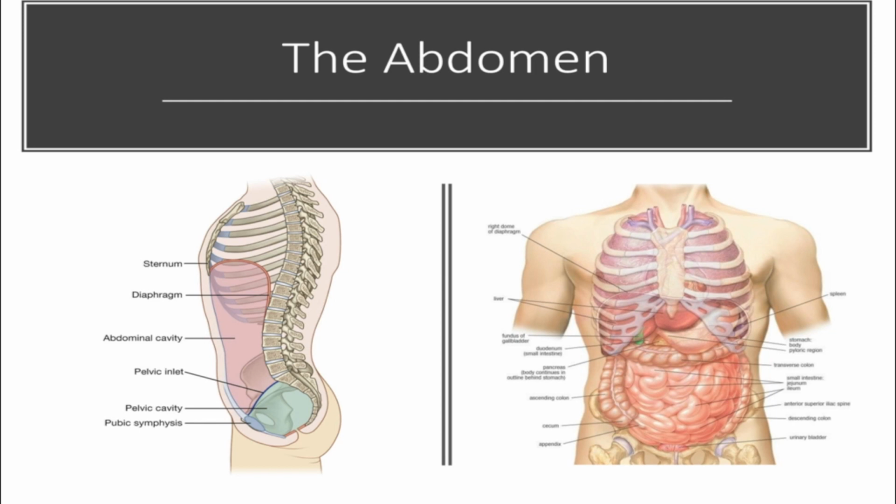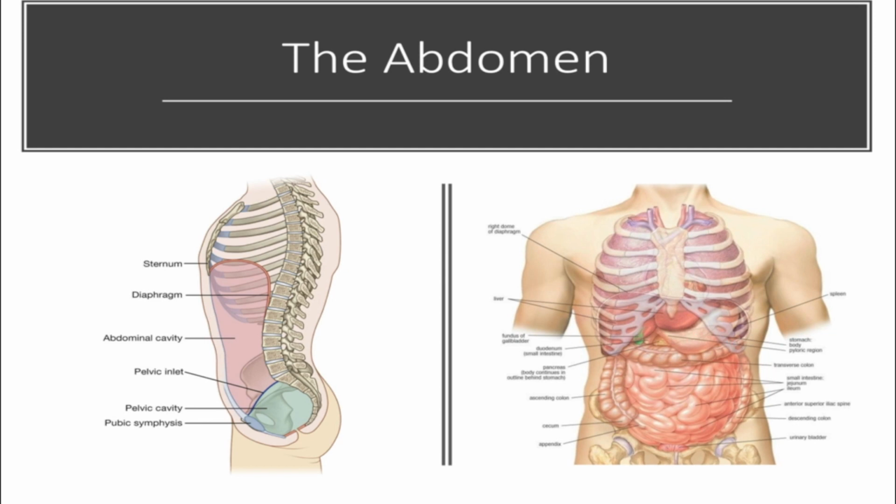On the outside, we have the abdominal muscles, which include the rectus abdominis, more commonly known as the six-pack muscles, and the obliques, protecting the inside of the abdominal cavity. So all those organs that you can see over here.